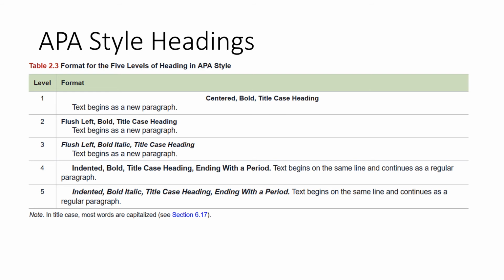APA style uses 5 possible formats for headings, called levels. There are guidelines, though, about when each level is used. Remember what I said earlier about not being able to get creative. The first heading in a main section is always level 1, and centered, bold, and title case. You might have already noticed the title of the paper on the title page and the headings for the abstract were formatted as level 1 headings.